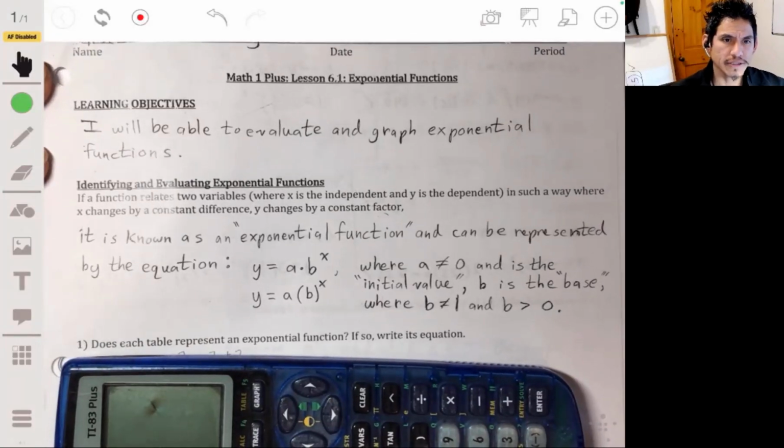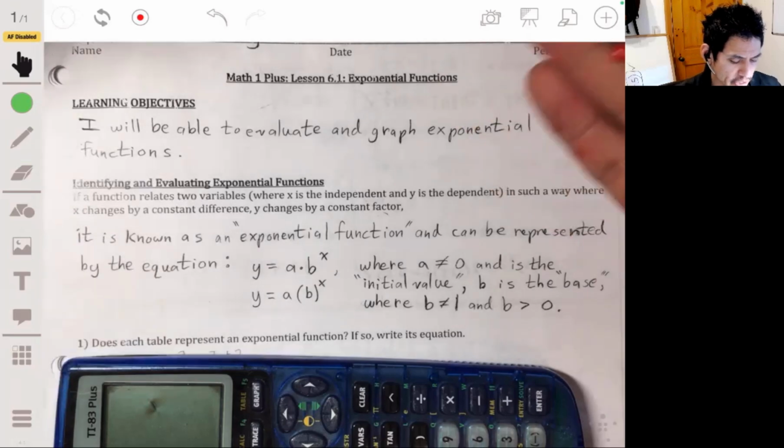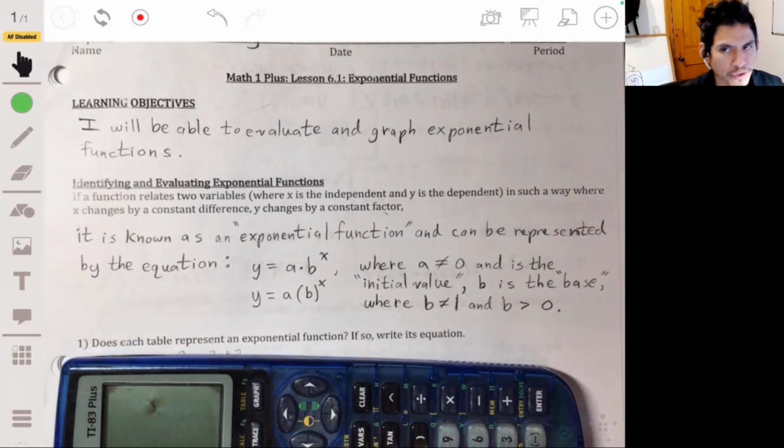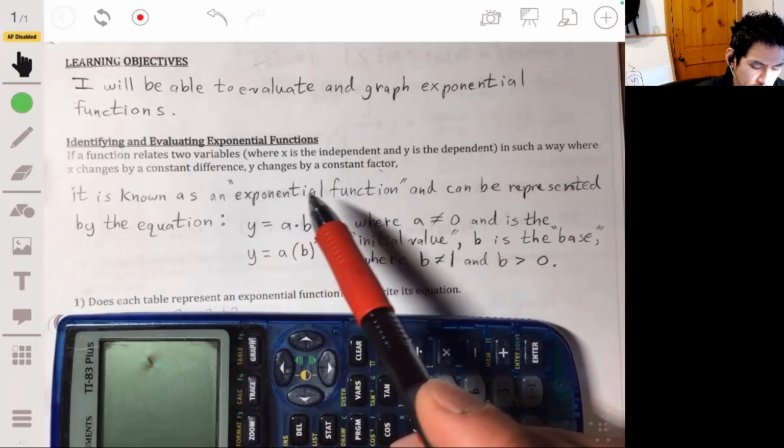All right, so in this video, I'm going to be going over an introduction to exponential functions. Basically, I'm going to explain what they are, how they work, what makes them unique and special, and how to evaluate them and graph them. So let's get going. So we got the definition here.